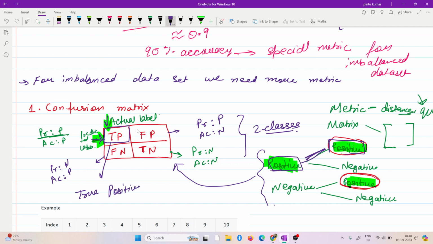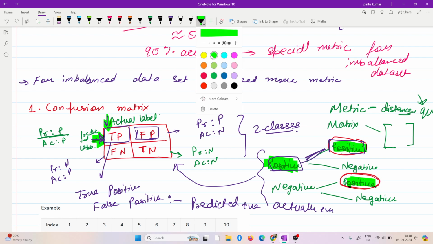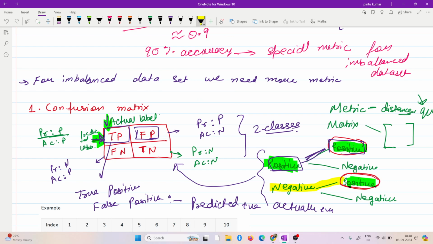Similarly, what does false positive mean? One row corresponds to the predicted label. So this means it was predicted positive, but it's actually negative. So this is a false positive: predicted positive, actually negative. We are talking about this particular branch. It was actually negative, but was predicted positive.